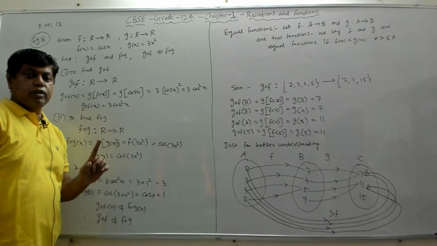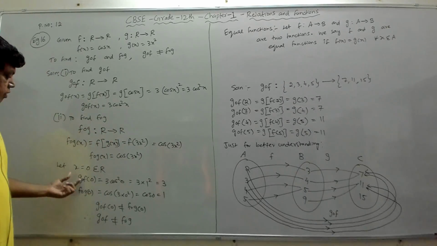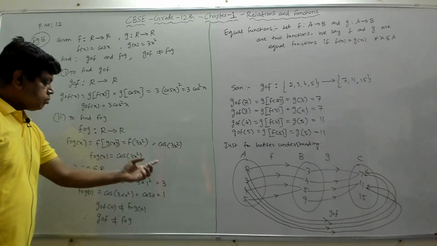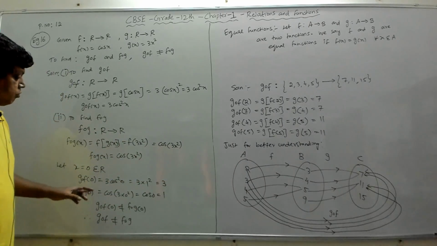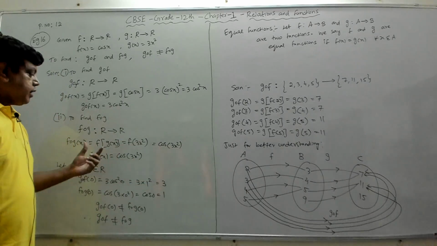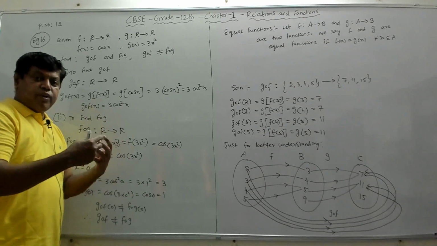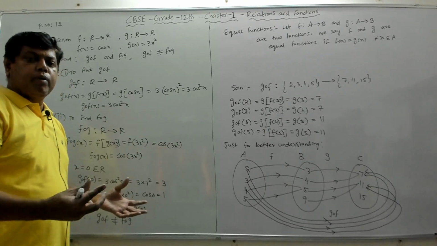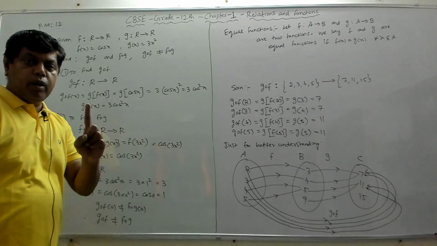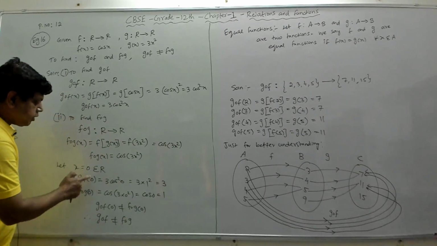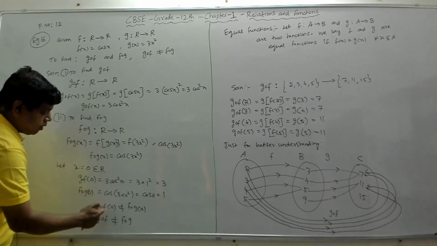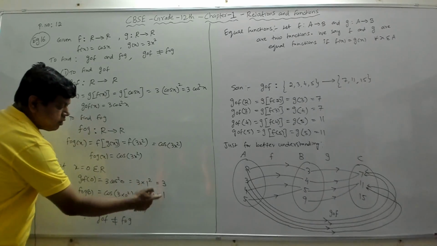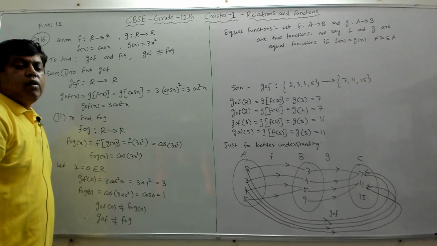If they are equal, then for any element that I take, suppose f of g of 1 gives me 5, my g of f of 1 also should give me 5. For any real number that I take, if the images are equal for all the numbers, then they are equal. Even for one number, if it is not equal, here for 0 it is not equal. If I take x as 0, here I got 3, here I got 1. They are different. Then they are not equal functions.